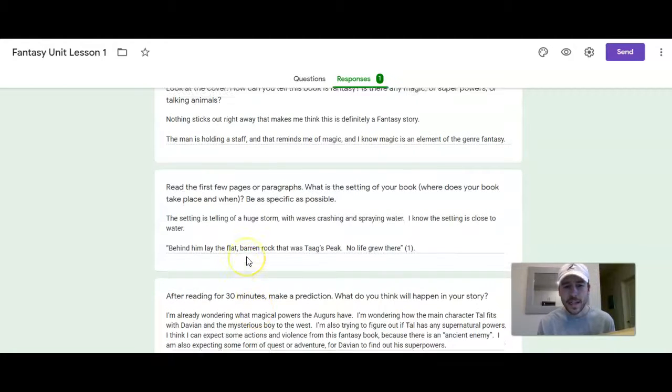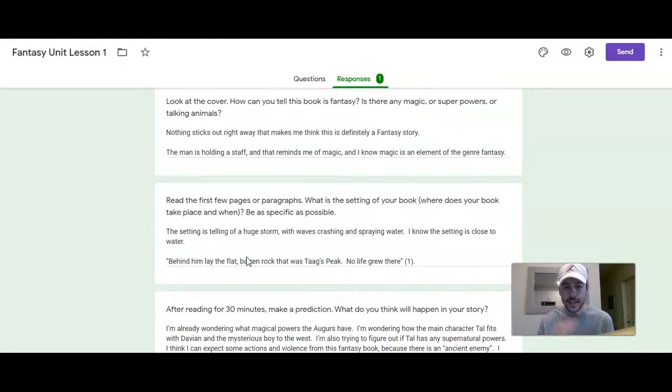So, I answered the question and I said that the setting is a telling of a huge storm with waves crashing and spraying water. I know the setting is close to water. I used text evidence and I quoted something that told me this. If you want to challenge yourself, please find a line in the story that tells you the setting and put it in quotes and include the page number.